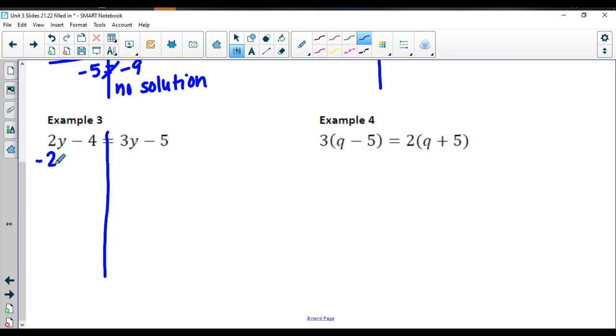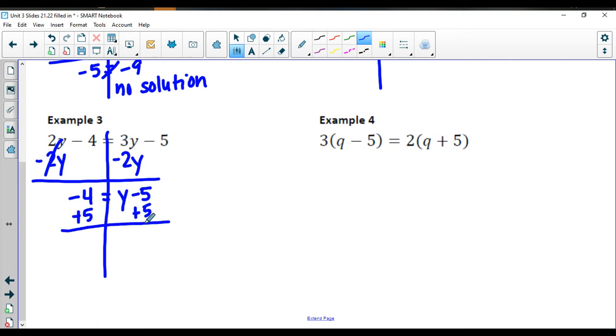In example number 3, I'm going to go ahead and drop a line down. 2y versus 3y, so I'm going to subtract the 2y. And we're going to be left with negative 4 is equal to y minus 5. I'm going to add 5 on both sides, and I get 1 equals y. Don't freak out anymore. This is fine. This is what we've been seeing all this entire chapter. So this one, we don't even really have to label it. It just has one solution. Y can only be 1. That's the only thing that will make this equation true.